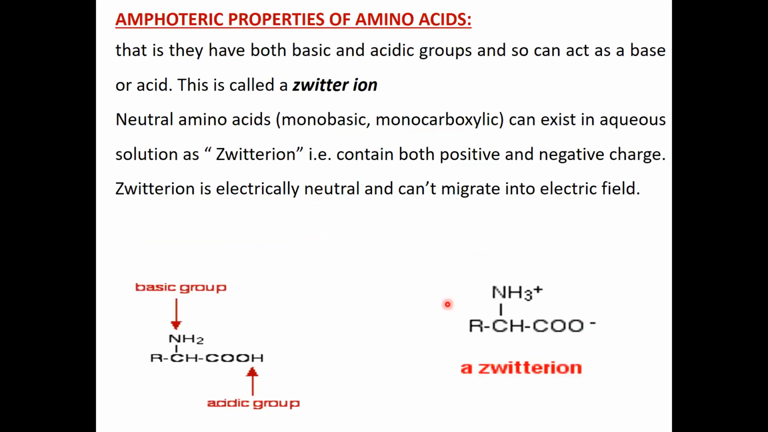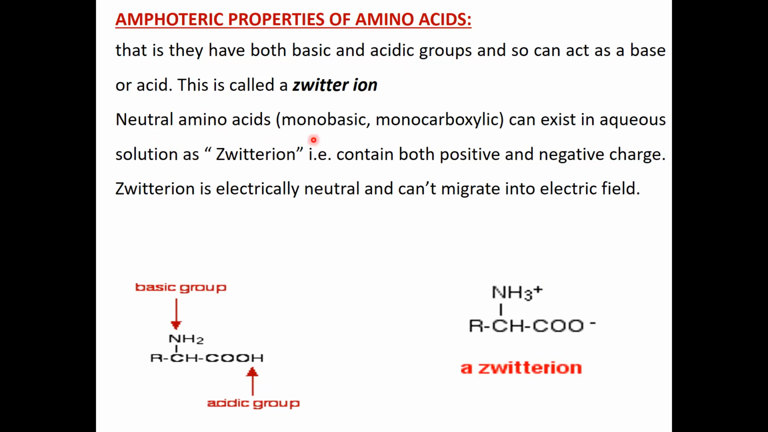One more important point is that these amino acids have both basic and acidic groups, so they act as a base or acid. This is the amphoteric property of an amino acid; they are zwitterions. What are zwitterions? They have both a basic group and an acidic group. They can act as an acid or they can act as a base.